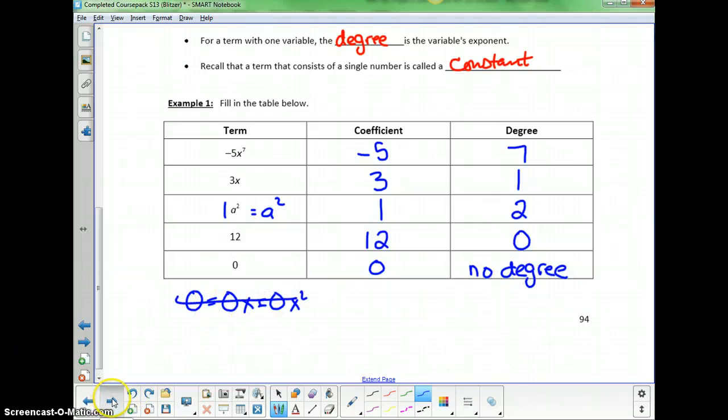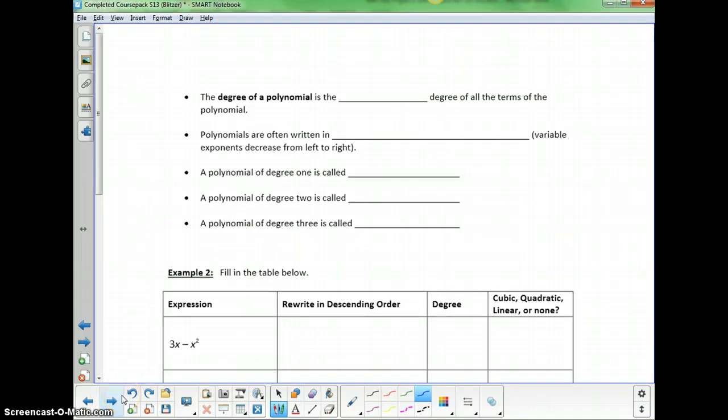Okay? Some more definitions here. The degree of the polynomial is the blank degree of all the terms. It's the highest degree of any of its terms. Polynomials are often written in descending order. Descending order is the order in which the variable's exponent decreases from left to right. If a polynomial has degree 1, we know it's linear. We've heard that definition before. We'll call it linear. If a polynomial has degree 2, we call it quadratic.